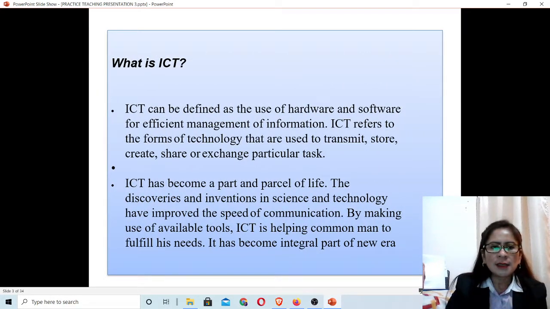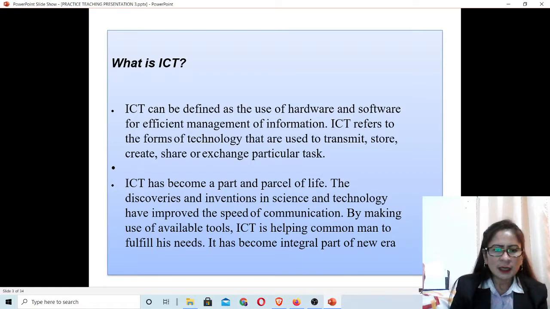What is ICT? ICT can be defined as the use of hardware and software for efficient management of information. ICT refers to the forms of technology that are used to transmit, store, create, share, or exchange particular tasks. ICT has become a part and parcel of life.